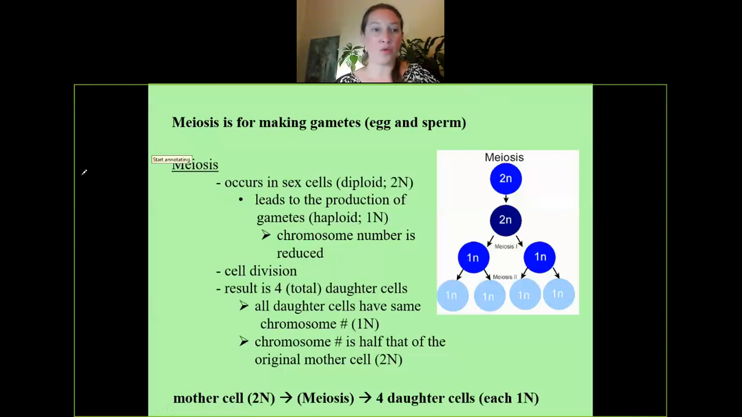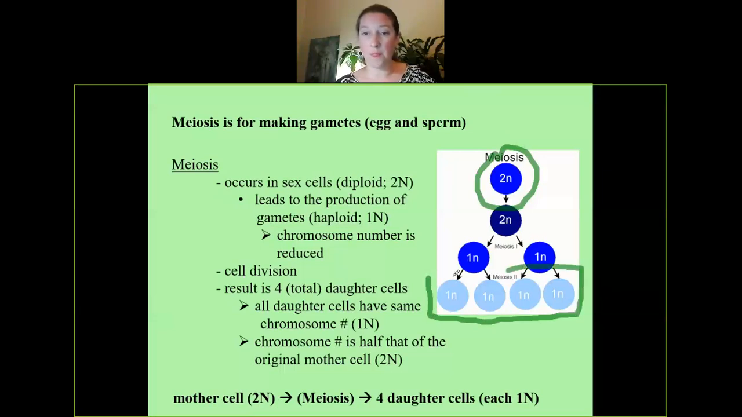So here on the right, we have another schematic. Here we have our original mother cell, which is 2N or diploid, which we'll talk about in a second. And this is going to go through processes. You don't need to know all the details, but ultimately the final product is going to be 4 daughter cells that are each haploid or 1N. So we went from a diploid mother cell to 4 haploid daughter cells. And we say that on the bottom here: meiosis occurs, 4 daughter cells that are each 1N.